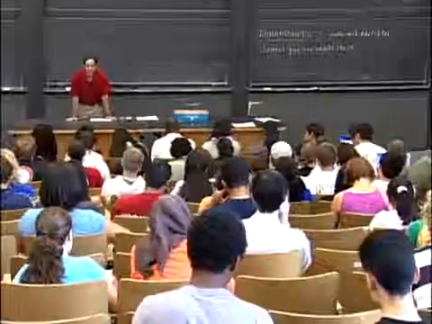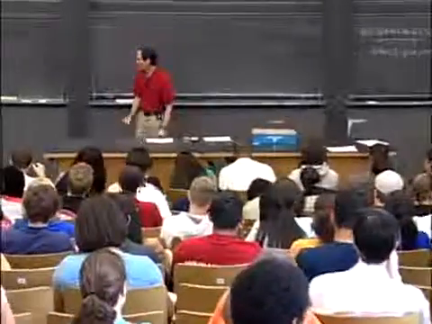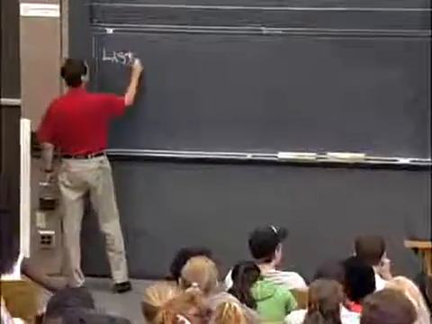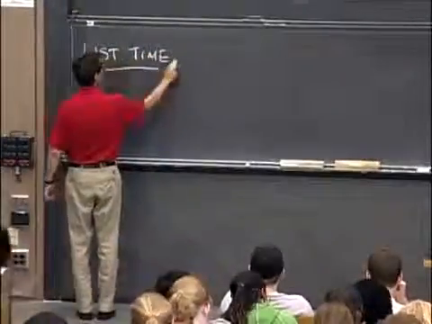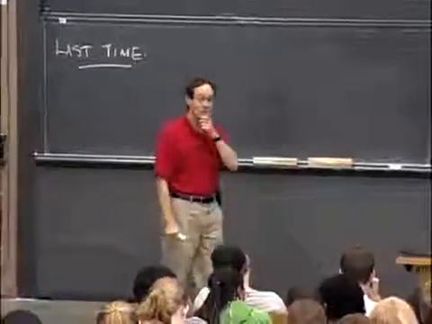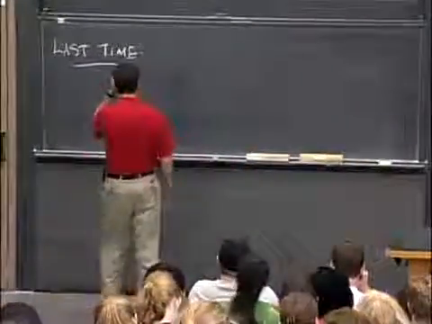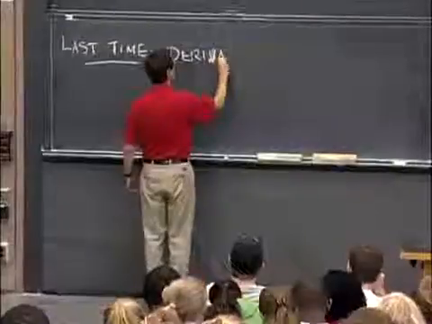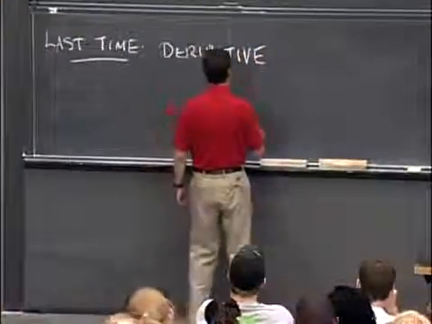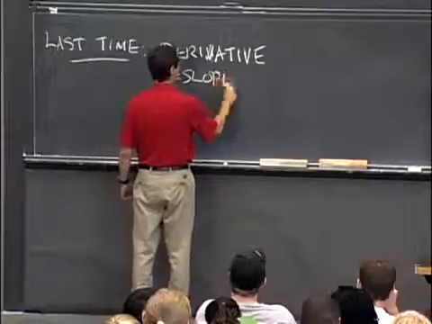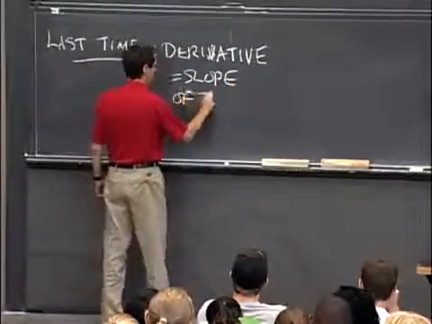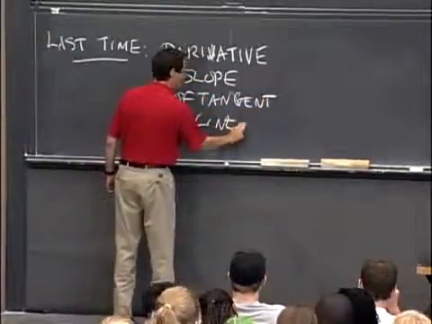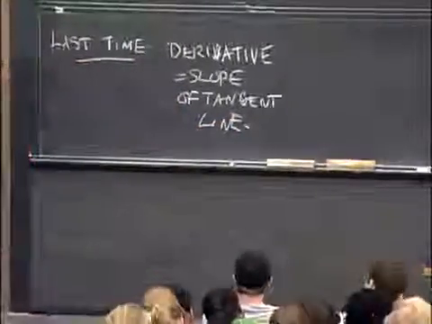Okay, so I'd like to begin the second lecture by reminding you what we did last time. So last time, we defined the derivative as a slope of a tangent line. So that was our geometric point of view.